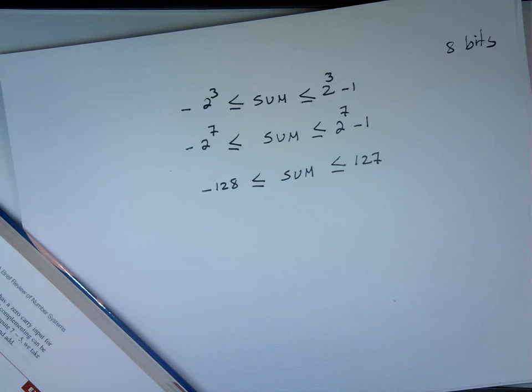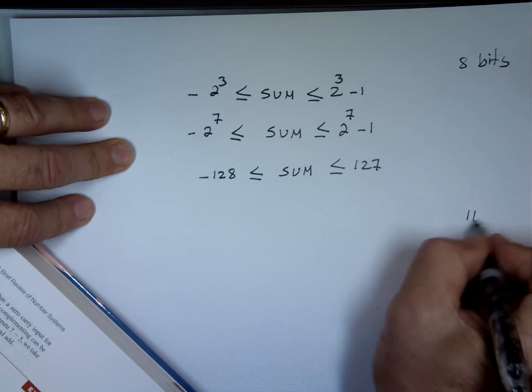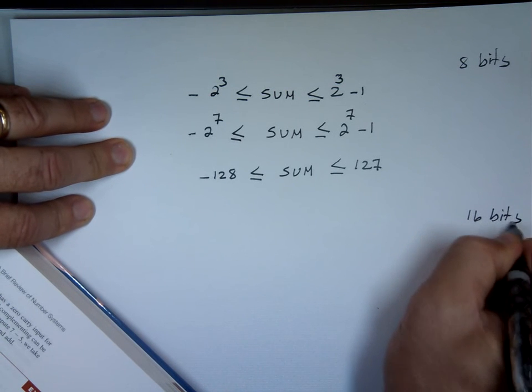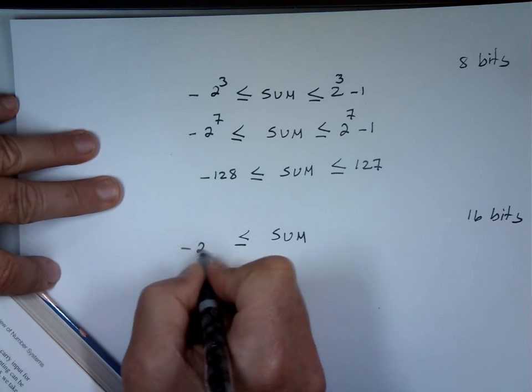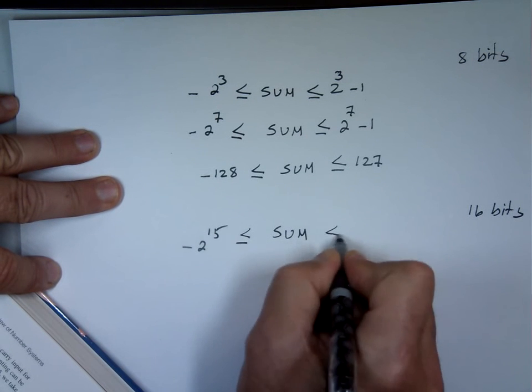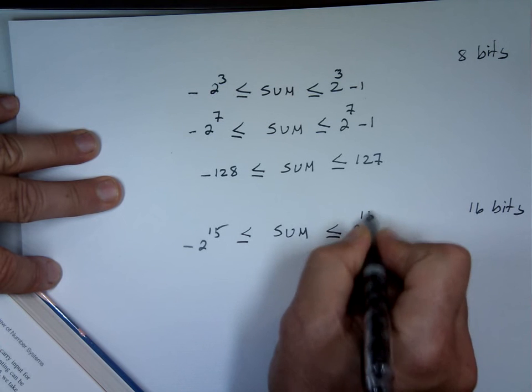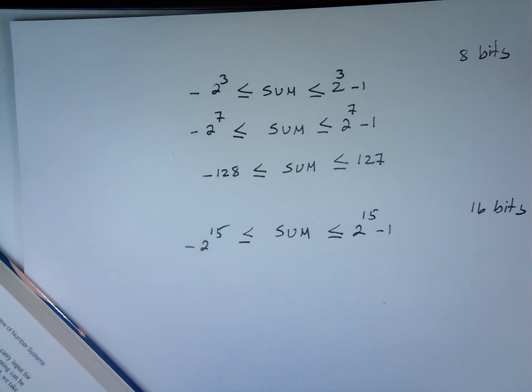If you're using 16 bits, your sum has to be between negative 2 to the 15 and positive 2 to the 15 minus 1. If you're using a 32-bit machine, it has to be greater than or equal to negative 2 to the 31 and less than or equal to 2 to the 31 minus 1.